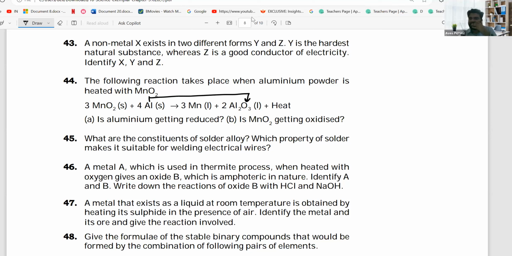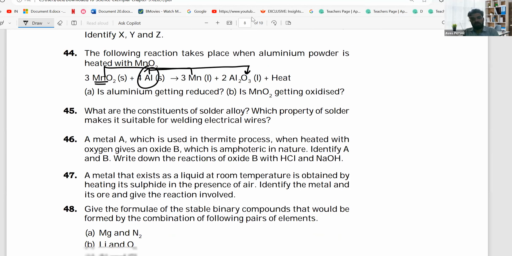That we have also done in the copy. You can check it. Now this is addition of oxygen, so aluminium is getting oxidized. And there is a removal of oxygen taking place. Mn is getting reduced. So this statement is incorrect.